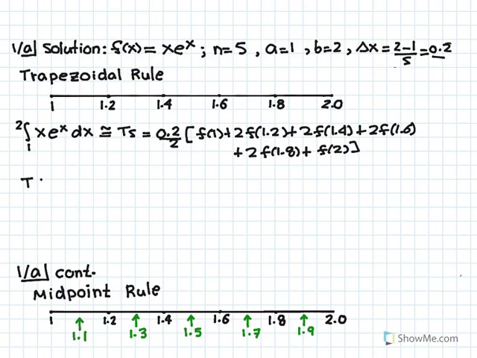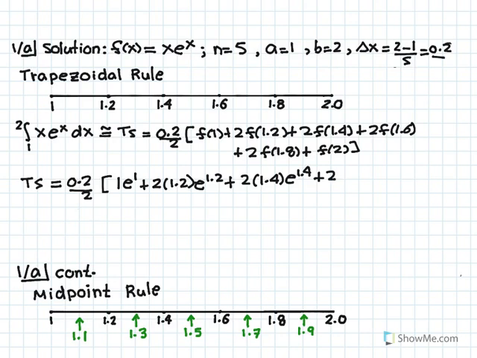So T5 is equal to 0.2, delta x, divided by 2, times f of 1, which is 1 e to the 1, because f of x is x e to the x, plus 2 times 1.2 e to the 1.2, plus 2 times 1.4 e to the 1.4, plus 2 times 1.6 e to the 1.6, plus 2 times 1.8 e to the 1.8, plus 2 times f of 2, which is going to be 2e squared. So that's just x e to the x.